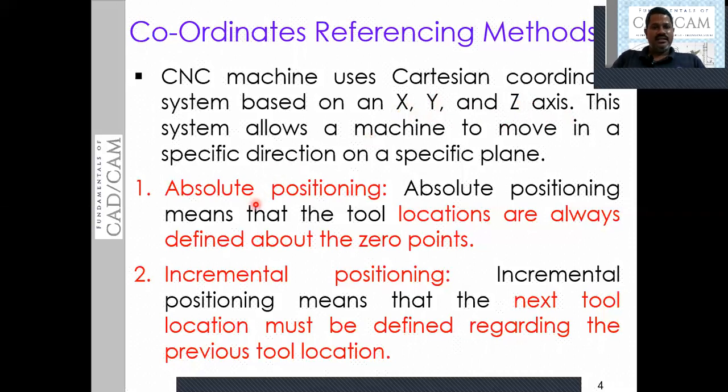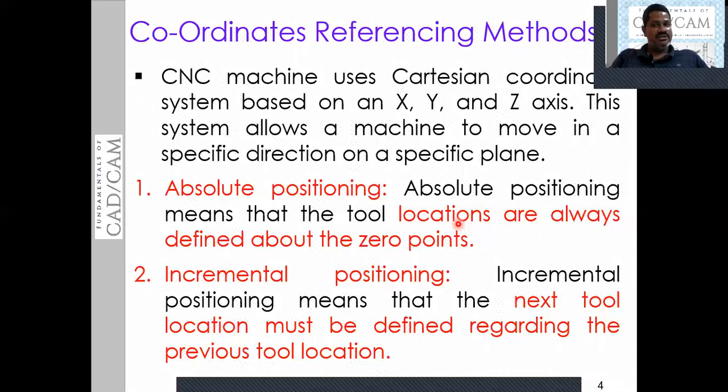Okay. Then, as I said just now, there are two referencing methods. One is absolute and the other one is incremental positioning. In the case of absolute positioning, the locations are always defined about the 0 point. That means we have one origin point. With respect to that point only, all the coordinates, all the movements, all the reference points will be located. That means we have one standard fixed point at that location.